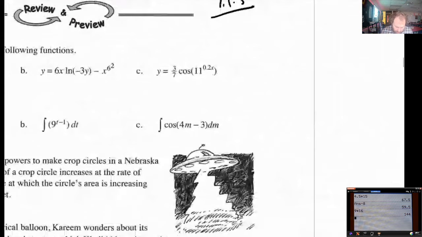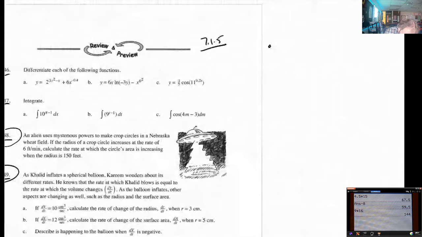Let's start with A, which is giving us, I'm going to write it over here. This is y equals 2 to the 3x squared minus x power plus 6x to the negative 0.4 power. I mean, that's insane, but let's handle it.